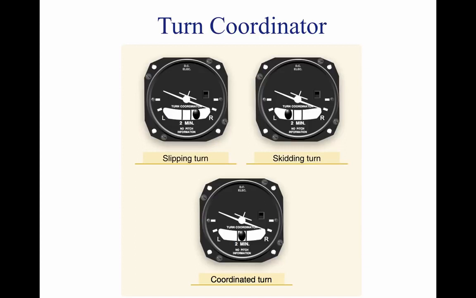One additional tool which may be added to the aircraft is a yaw string. A yaw string is simply a string or piece of yarn attached to the center of the windscreen. When in coordinated flight, the string trails straight back over the top of the windscreen. When the aircraft is either slipping or skidding, the yaw string moves to the right or left, depending on the direction of slip or skid.